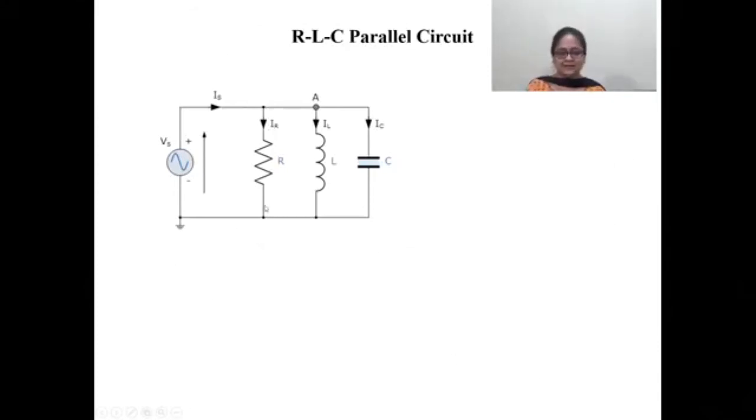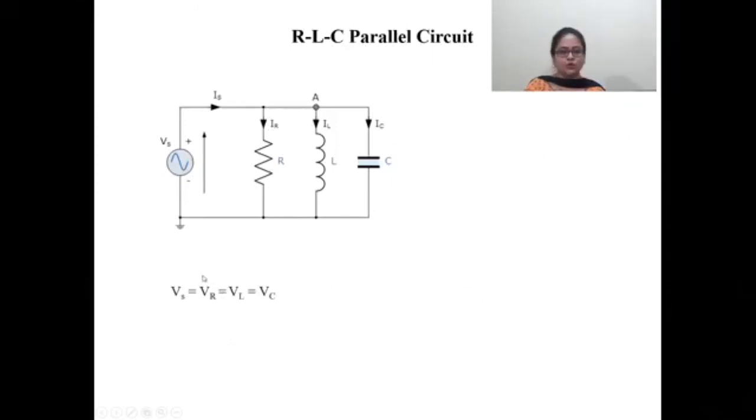Okay, now let us deal with the RLC parallel circuit. In RLC parallel circuit, all the three components are connected in parallel. Therefore, the voltage across all the three components would be the same, whereas the current will be divided in these three components. The voltage here is denoted by Vs, which is given by Vs is equal to VR is equal to VL equals to VC.